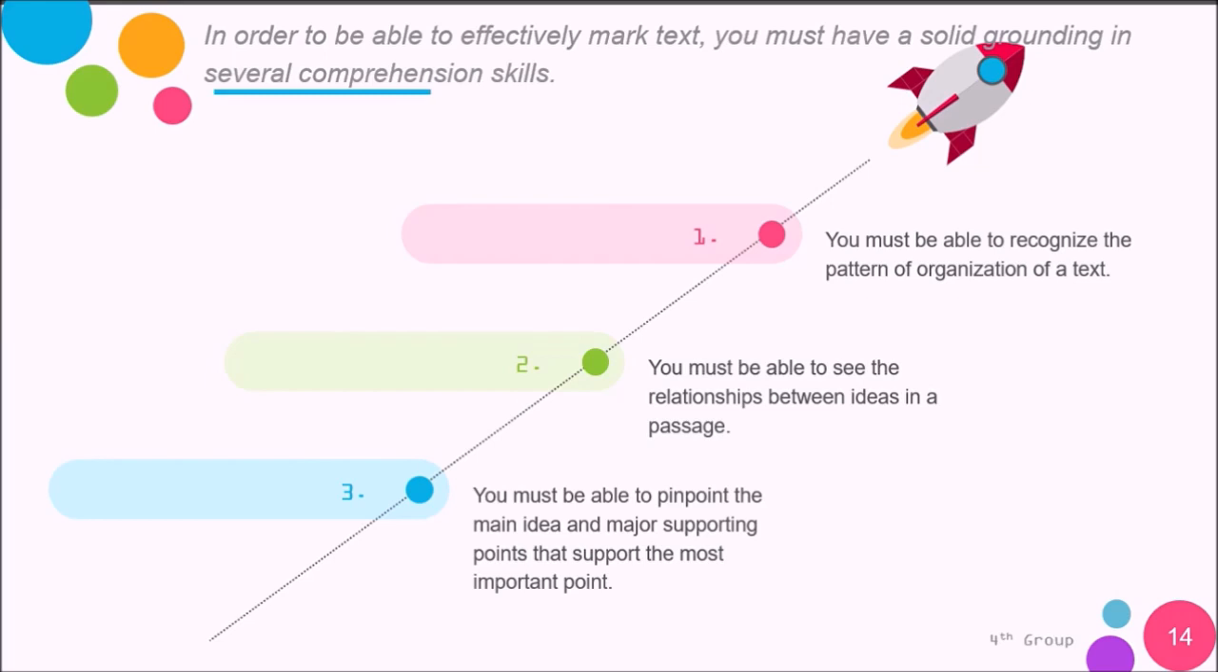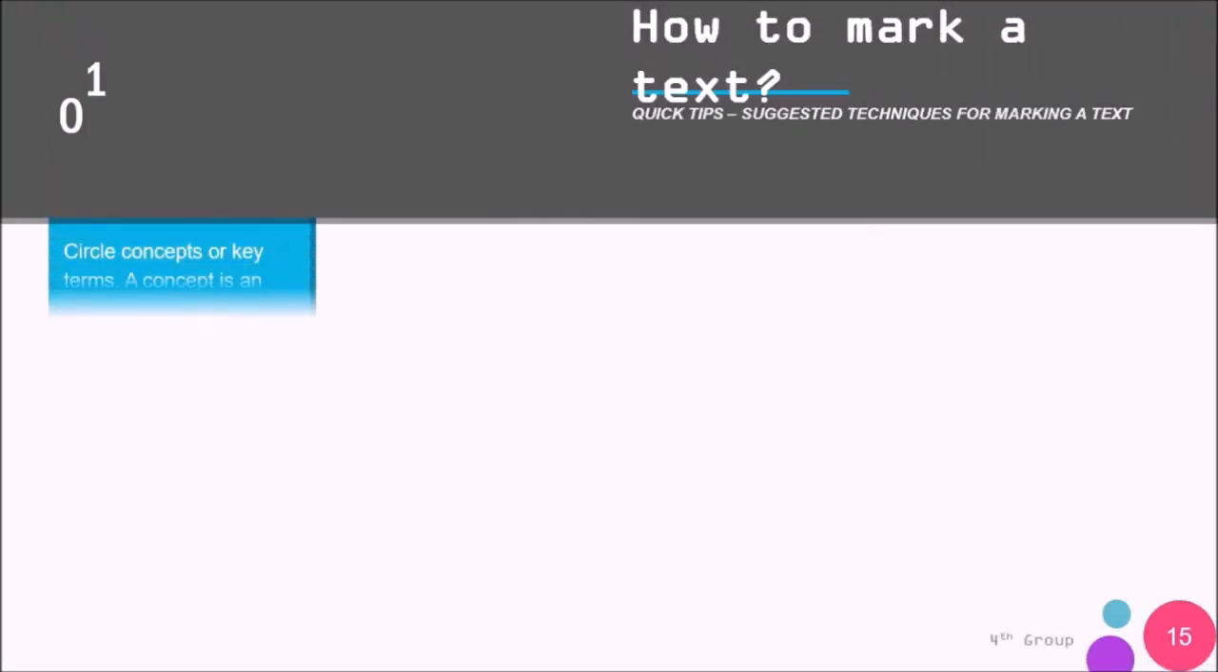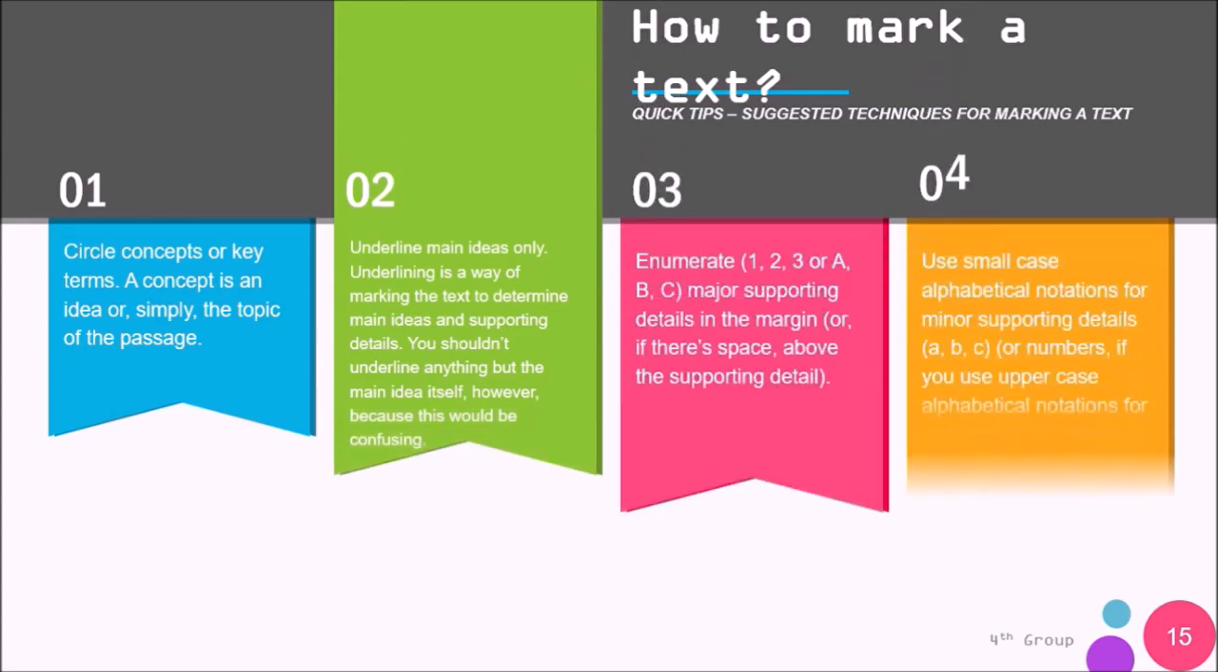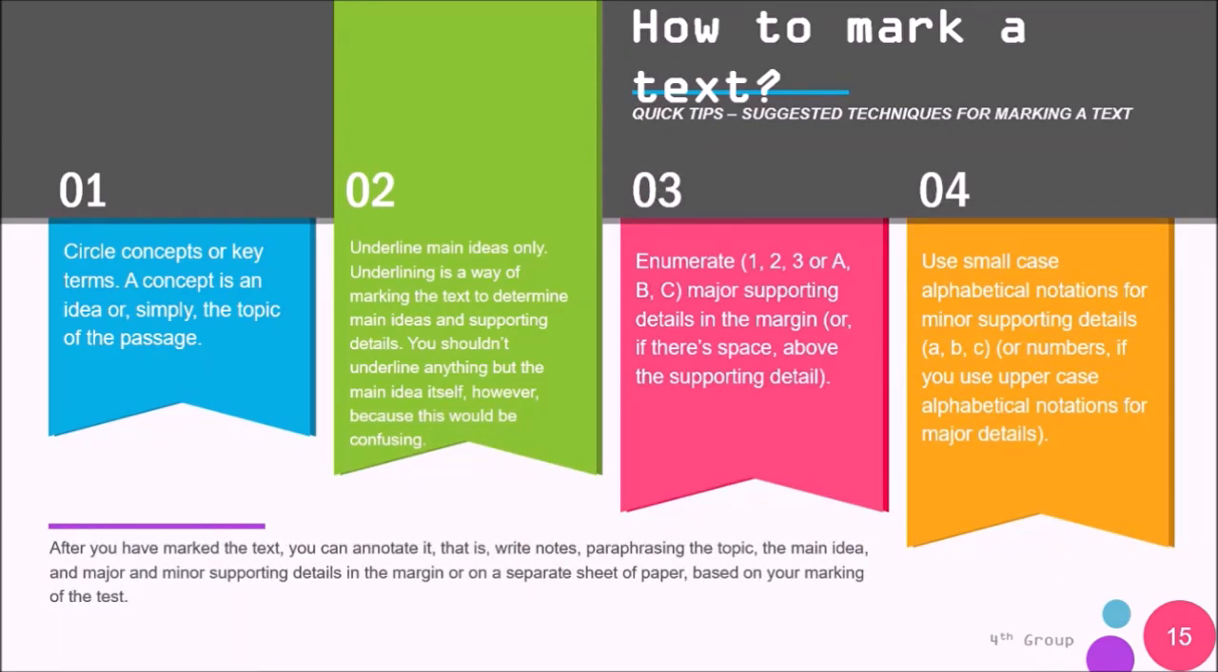How to mark a text? Here we have quick tips, suggested techniques for marking a text. The first is circle concepts or key terms. A concept is an idea or simply the topic of the passage. The second is underline main ideas only. Underlining is a way of marking the text to determine main ideas and supporting details. You should not underline anything but the main idea itself, however, because this would be confusing.